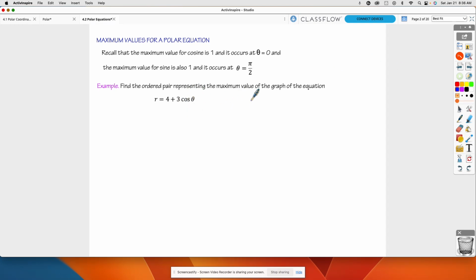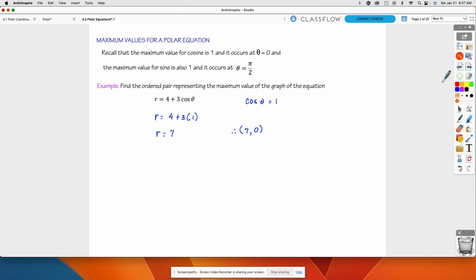It says find the ordered pair representing the maximum value of the graph of the equation. Remember that, so this is cosine. Remember that the maximum value for cosine theta is equal to 1. So we're plugging in 1 into cosine theta. So now you have r is equal to 4 plus 3 times 1. Therefore, r is equal to 7. So in ordered pair form, the maximum value of this function would be r is 7 and theta equals 0.